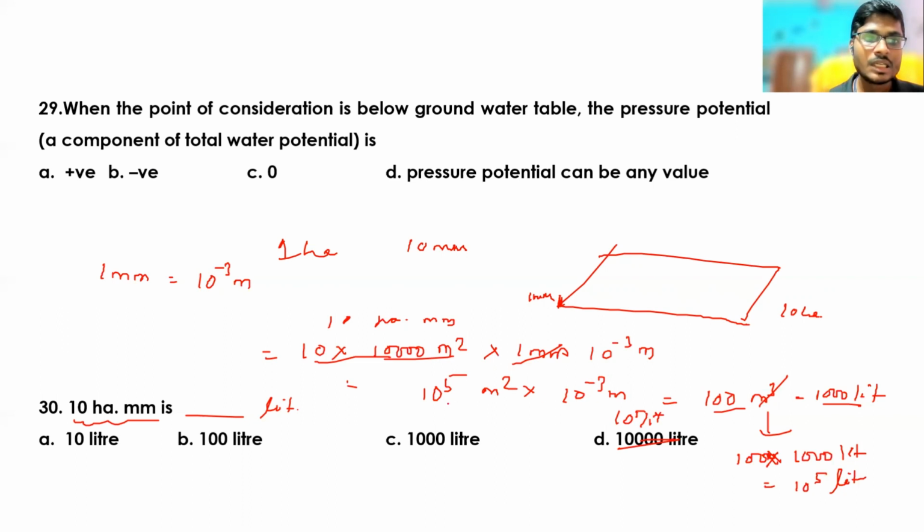So 10 hectare millimeter is nothing but 1 hectare centimeter. Now the calculation is clear to you, you can easily calculate. So this is all about today's lecture. I hope now it is clear.